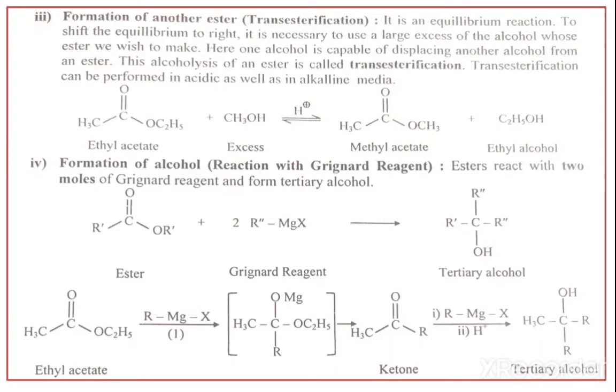Now the next, formation of alcohol. How is alcohol formed? That means the reaction with the Grignard reagent. An ester reacts with 2 moles of Grignard reagent to form a tertiary alcohol. That means these ester molecules react with Grignard reagents, and we get the tertiary alcohol. The mechanism is given below.